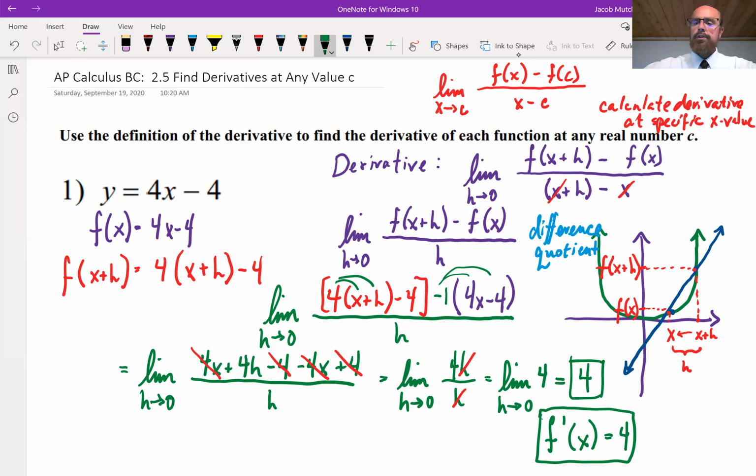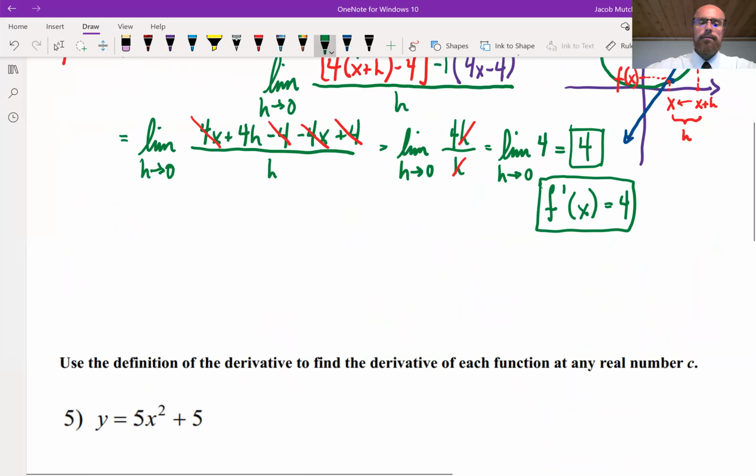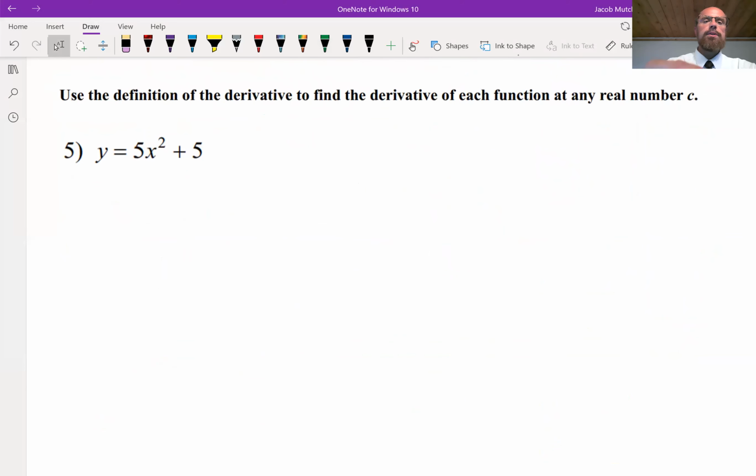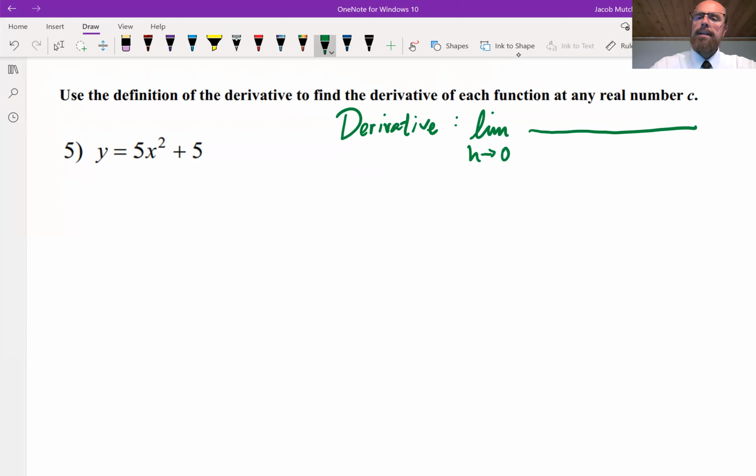Let's see how that works for a quadratic function. So here I've got the function 5x squared plus 5. So again, we'll bring our definition that we're using of the derivative, which again, it's this difference quotient, the limit as h approaches 0 of f at x plus h minus f of x all over h.